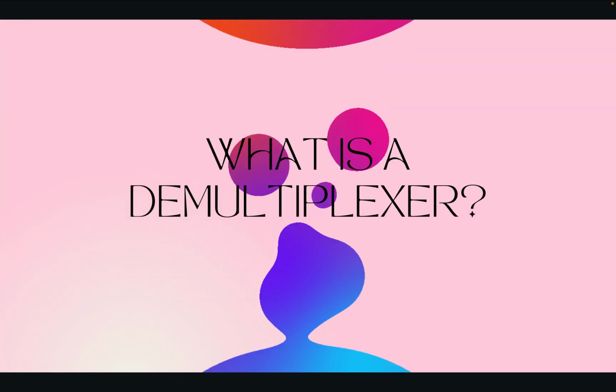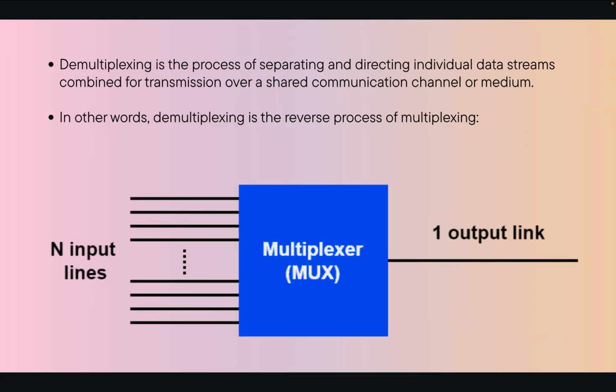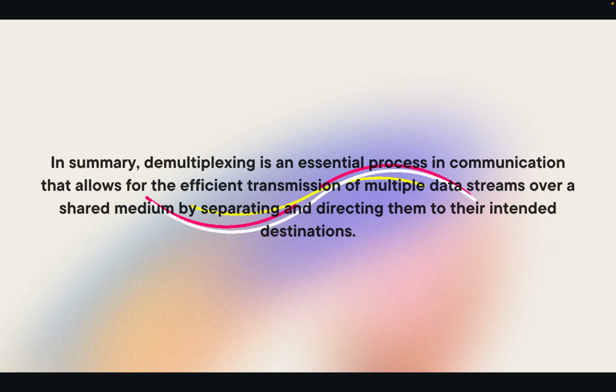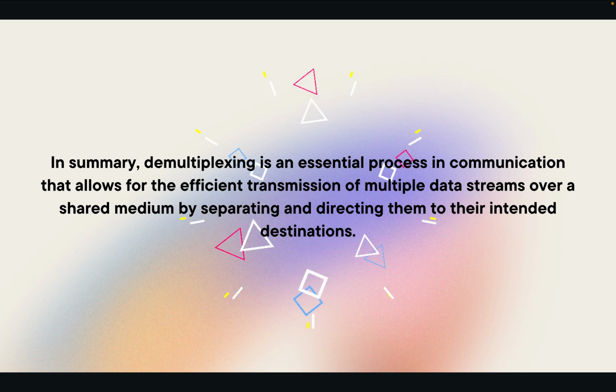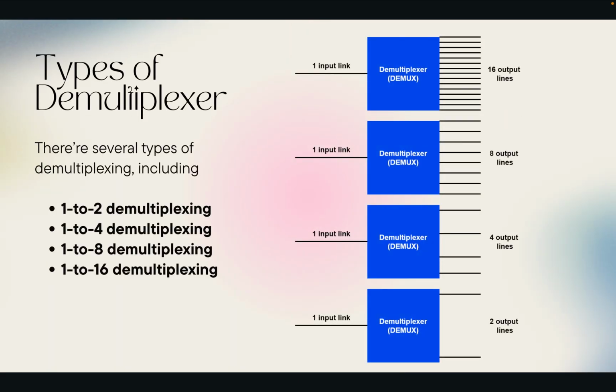Now, what exactly is a demultiplexer? It is the opposite of a multiplexer. A demultiplexer basically receives a signal, splits up the received signal and sends it to the correct applications. As you can see, there is a single input line and multiple output lines. It allows for efficient transmission of data over a shared medium by separating and directing data to intended destinations. There are different types of demultiplexers: one input, 16 outputs, one input, 8 outputs, and so on.